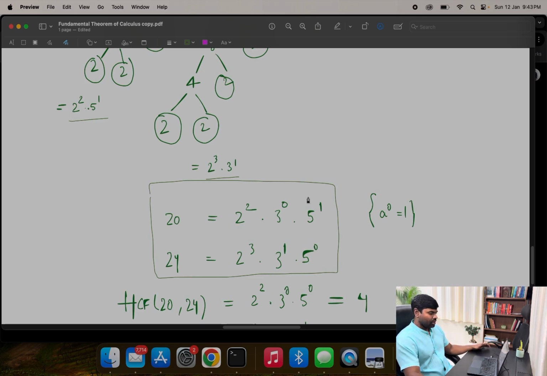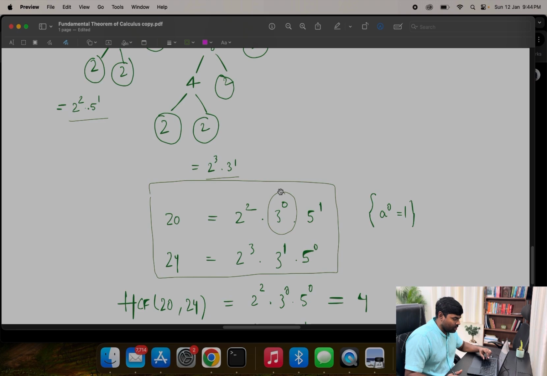Now, you may wonder, where did this 3 power 0 come from? Well, you can always have 3 power 0, right? 3 power 0 is 1. You can always multiply a number with 1 and not change its value. A power 0 is 1, right? Here's the catch. Obviously, A cannot be 0 itself. So this is true for all natural numbers, all right?